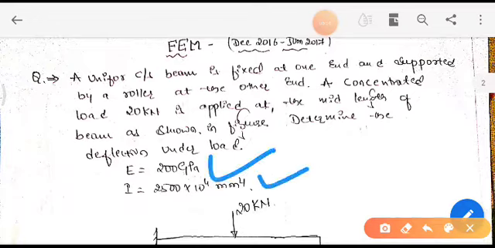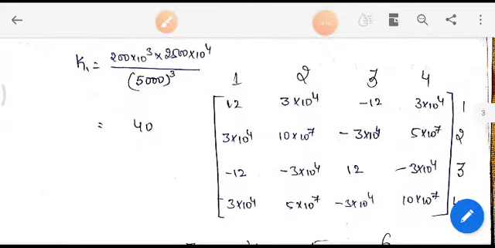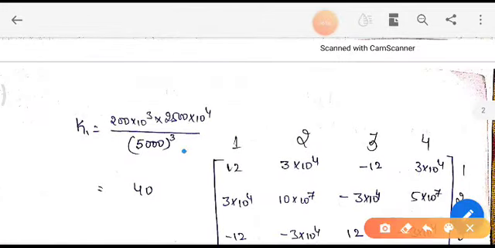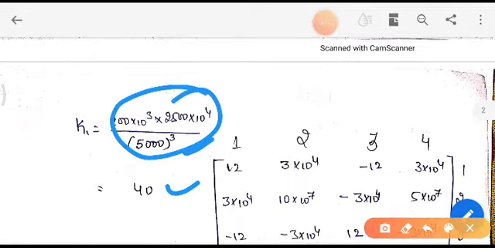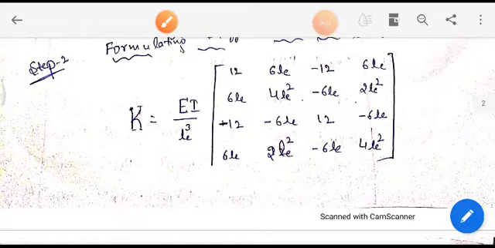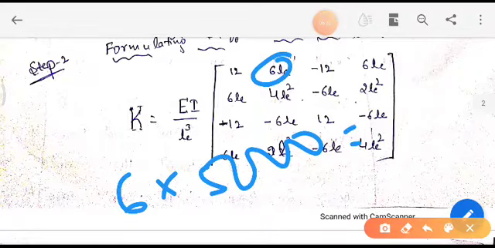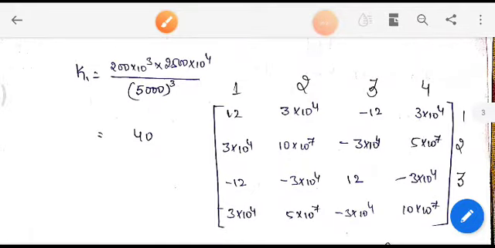Here 2500 into 10 raised to 4 mm raised to 4. Then we have length is 5 meter. 5 meter is nothing but 5000 mm, so cube. If you simplify this, you will get 40, and we need to substitute the values. 12, here we have 6 Le, 6 into 5000, because length of the element is 5000. If you multiply, you will get 3 into 10 raised to 4. That's what I have written, 3 into 10 raised to 4.